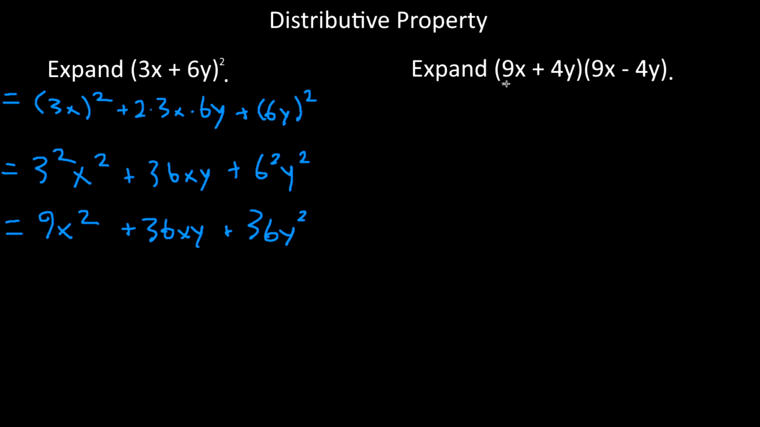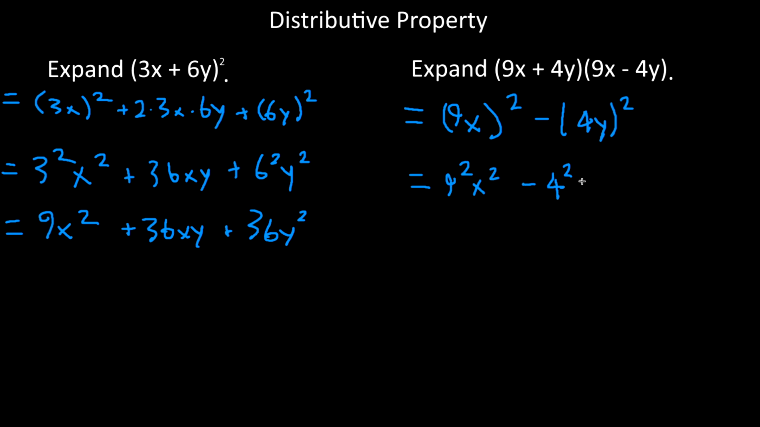Next, we want to expand 9x plus 4y times 9x minus 4y. We know that this will expand into a difference of squares, as it is of the form a plus b times a minus b. Therefore, it is just equal to 9x squared minus 4y squared, which is simply 9 squared x squared minus 4 squared y squared, which is equal to 81x squared minus 16y squared.